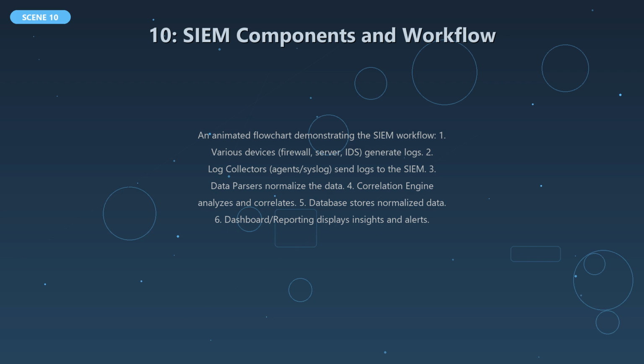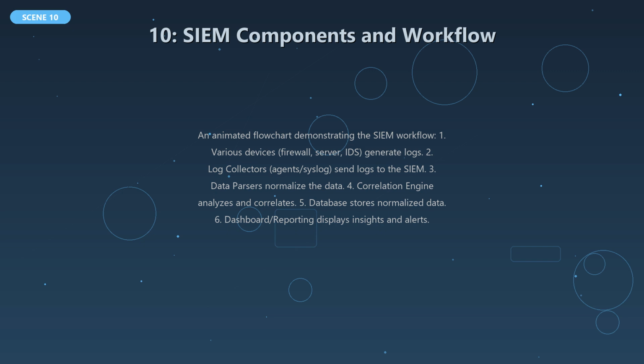3. Data normalization and parsing. Once aggregated, the raw log data, which comes in myriad formats, e.g., plain text, XML, JSON, is then processed. Parsers. The SIEM uses parsers to understand the structure of each log type. These parsers extract relevant fields, like source IP, destination IP, username, event type, timestamp, severity, and transform them into a common, standardized format that the SIEM can work with. This normalization is critical for consistent analysis and correlation.